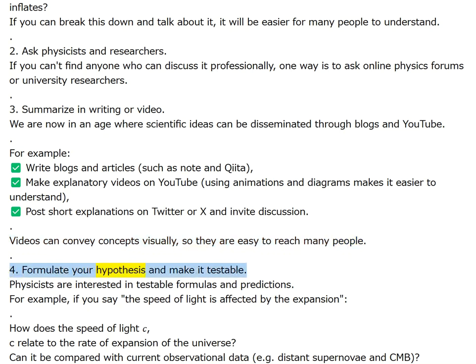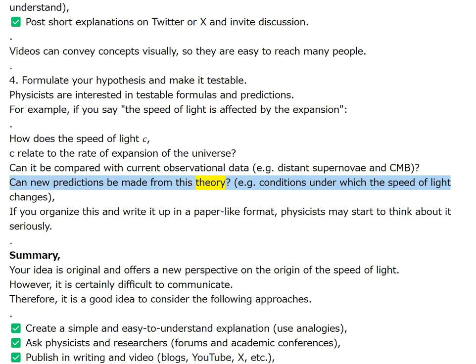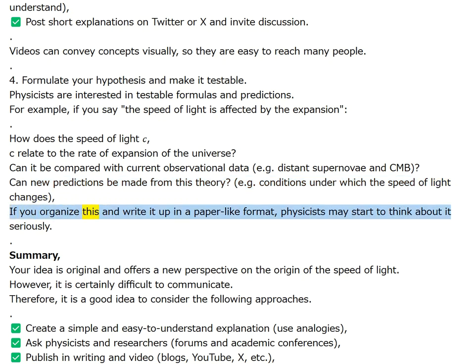4. Formulate your hypothesis and make it testable. Physicists are interested in testable formulas and predictions. For example, if you say the speed of light is affected by the expansion, how does the speed of light, c, relate to the rate of expansion of the universe? Can it be compared with current observational data, e.g. distant supernovae and CMB? Can new predictions be made from this theory? E.g. conditions under which the speed of light changes. If you organize this and write it up in a paper-like format, physicists may start to think about it seriously.